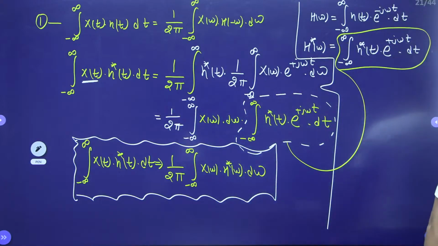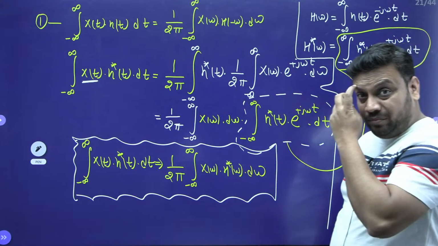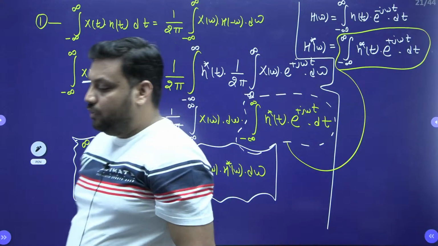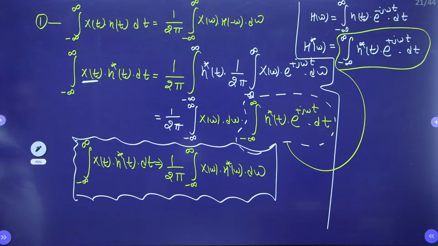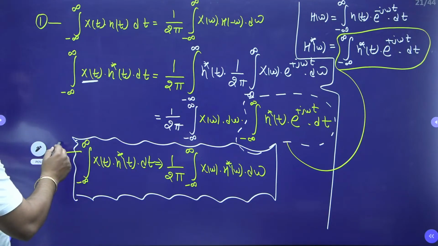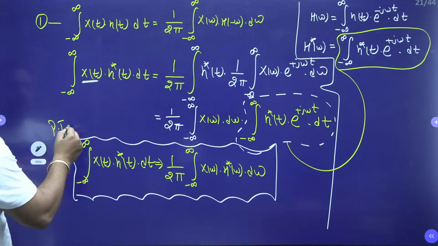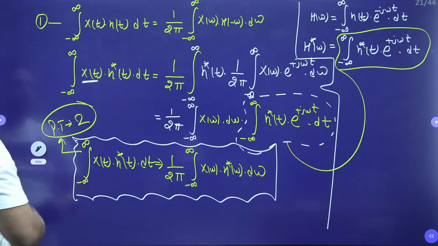All of you guys just reply fast. Shall we go for next? So this is my PT2 form. This is my Parseval theorem form 2.